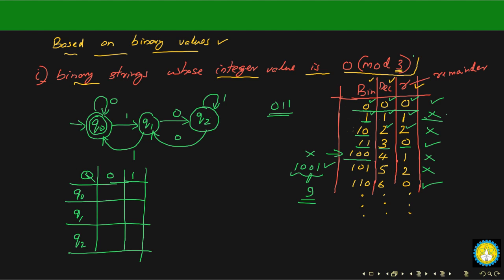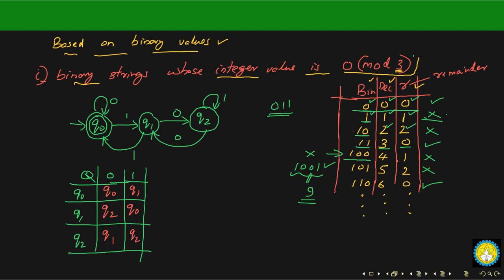So Q0 on 0 gets you to Q0 itself. Q0 on 1 gets you to Q1. Q1 on 0 gets you to Q2, and Q1 on 1 gets you to Q0. Q2 on 1 stays at Q2, and I have to write the 0 transition here. Q2 on 0 gets me to Q1, and Q2 on 1 gets me to Q2 itself.